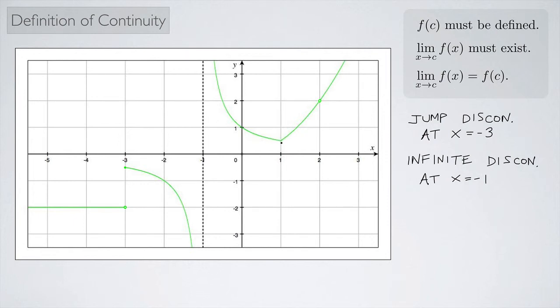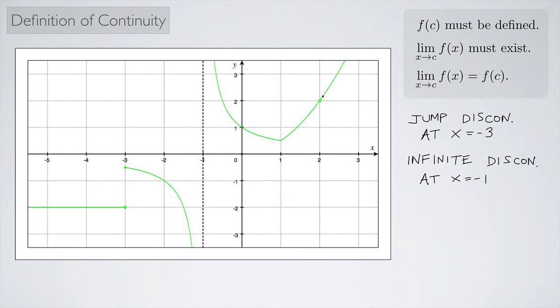Well, let's look at x equals 1. F of 1 is defined, and the limit as x approaches 1 does appear to exist. The left and right-hand limits both exist and are equal. And it looks like the limit as x approaches 1 of f of x does equal f of 1. So in this case, yeah, it's continuous here. And you can tell also we don't have to pick the pen up off the paper in order to draw this part of the graph.